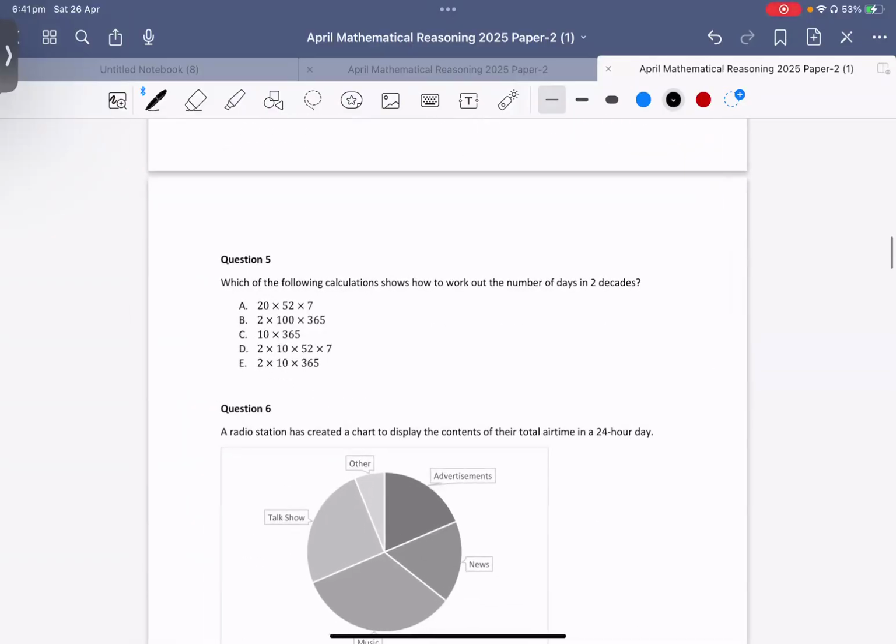Question five, I would regard as one of the easier questions. It's asking for the number of days in 2 decades, right? So we're looking for a calculation that can show us how many days there will be in 2 decades. A decade is 10 years, meaning 2 decades would be 20 years altogether. And as you guys probably know, one year has roughly 365 days.